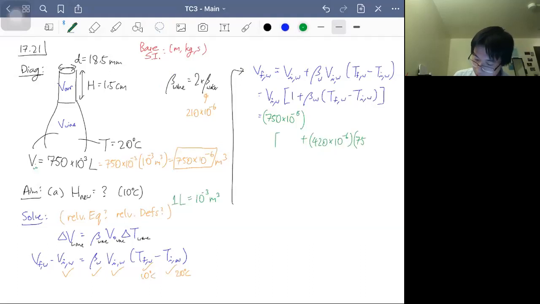So it's that times 1 plus beta and times T final. T final is 10 degrees Celsius. All right, here's another tip. Normally, the SI base unit for temperature is Kelvin.